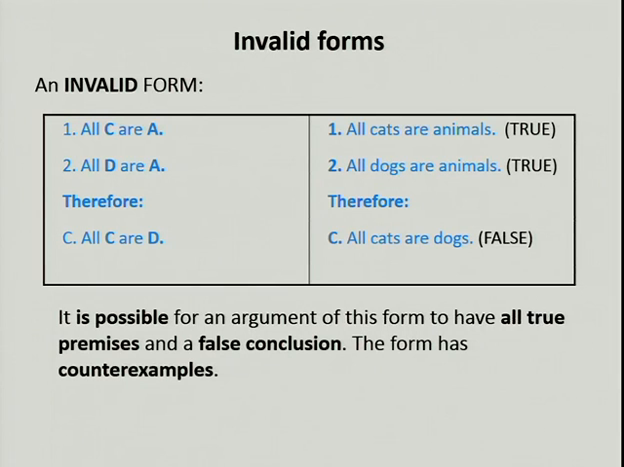And here's that kind of counterexample. Two true premises: all cats are animals, and all dogs are also animals. But it does not follow, obviously, that all cats are dogs. If this kind of thing is going on, this type of form cannot be valid. That's not a good form, no matter whether an argument of that form has a true conclusion or not.